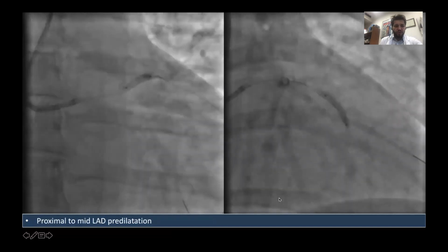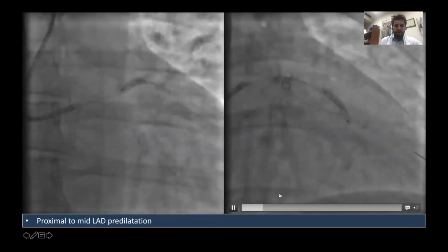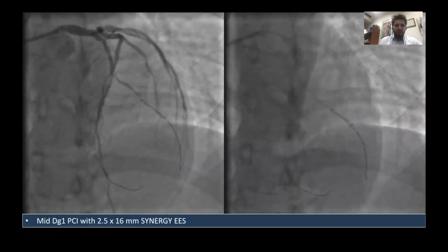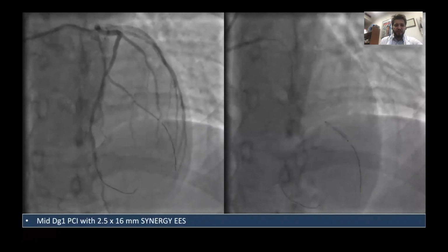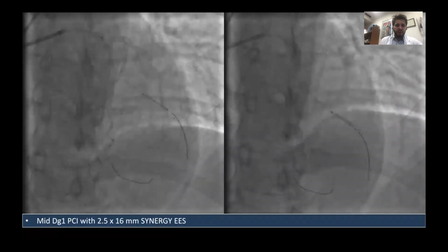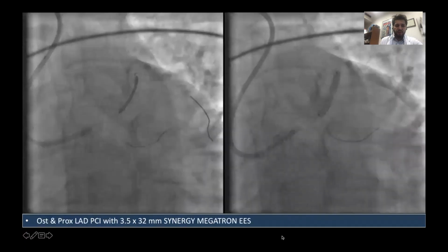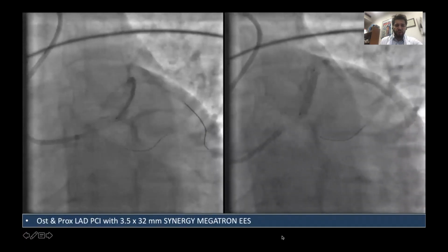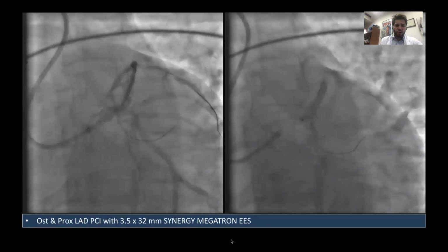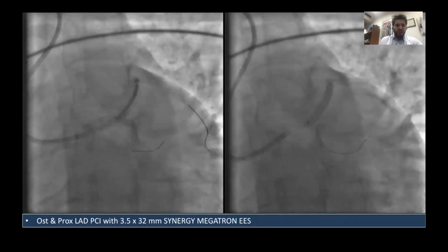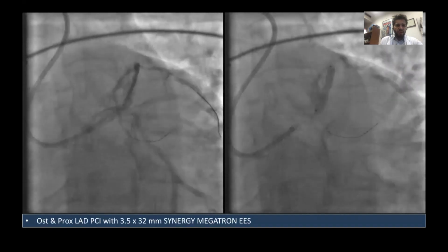So we started with a proximal to mid LAD predilation, followed by the implantation of a 2.5 per 16 Synergy everolimus-eluting stent on the first diagonal branch, and followed by the implantation of a 3.5 per 32 Synergy Megatron stent without any pacing on the LAD wire.